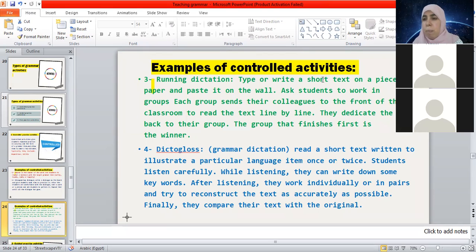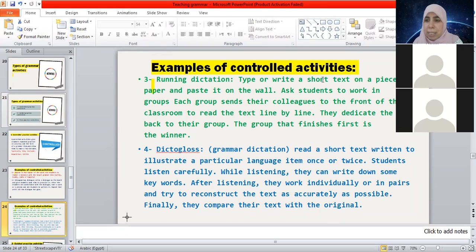And after that, we compare which one is able more to reconstruct the text. Okay, and of course this text includes the grammar structure, the target grammar structure or grammar item. Okay, so these activities are controlled grammar practice activities.